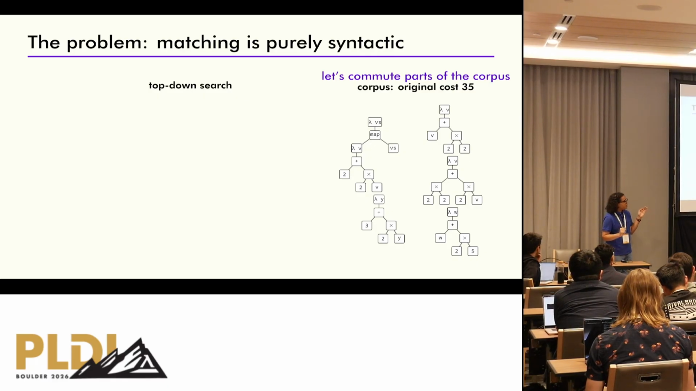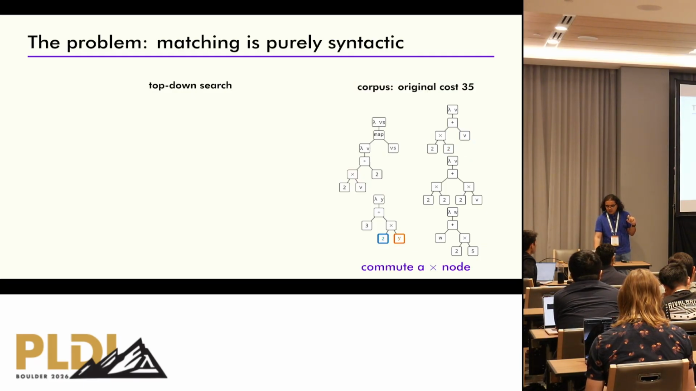The main problem is that matching is purely syntactic. So let's take that corpus we had before that was very nicely structured. You might have noticed everything matched, and make it a little bit less nice. Let's commute some parts of this corpus, right? So we're going to commute these plus nodes, and we're going to commute these times nodes, or this one times node. And this is, of course, equivalent semantically to the original one under some very simple set of DSLs.